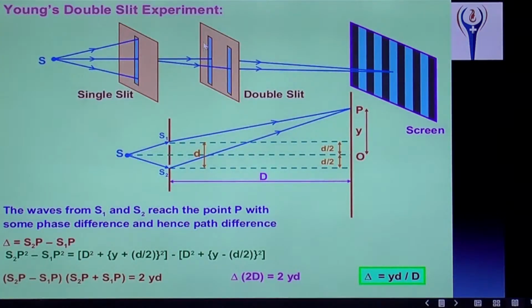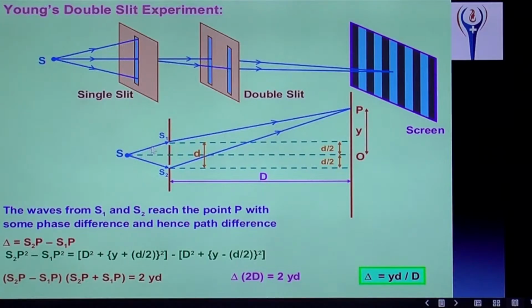Young's double slit experiment. There will be a source and a single slit, then a double slit, and here is the interference pattern. I said increased intensity and decreased intensity. Increased intensity is denoted by a blue color. Decreased intensity is the black, dark color. As bright and dark bands we will say.